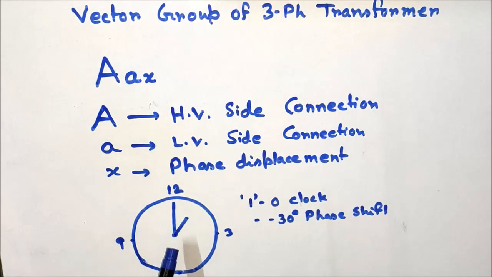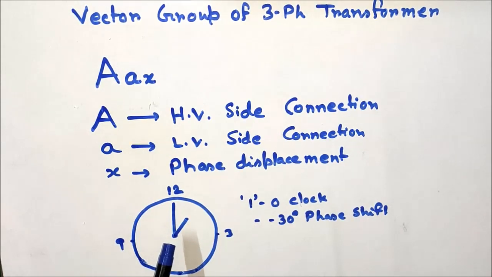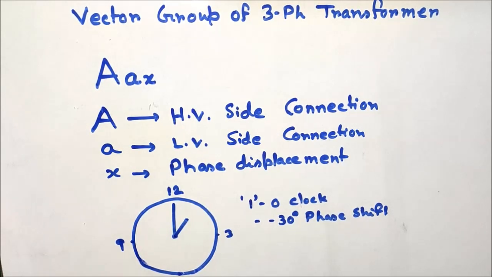If again this needle, that is the hour needle, is at 11 o'clock, then there will be a phase lead in the induced EMF of the LV side winding from the HV side winding of 30 degrees, that is, a plus 30 degree phase shift. This is how the vector group is represented in the case of a three-phase transformer.